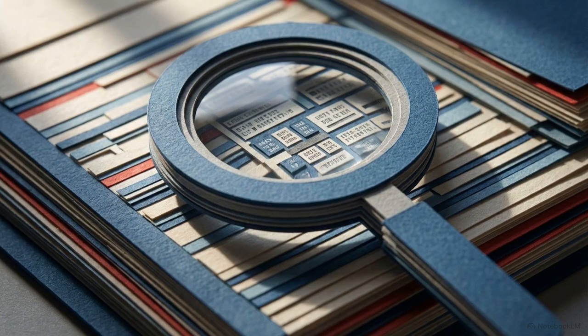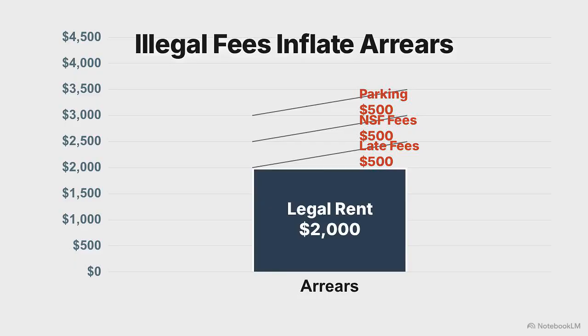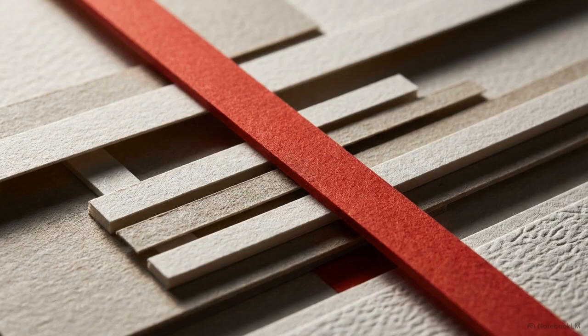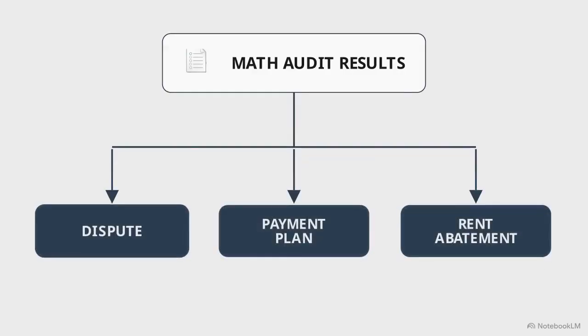During this review, watch for predatory additions. Landlords often inflate total arrears by slipping in late fees, NSF fees, and unapproved parking charges. Cross those extra charges off your ledger. Under Ontario law, those penalties are completely unenforceable. A completed math audit provides a documented foundation for your defense, replacing the initial anxiety of the N4 with verifiable data. The results of your math audit will dictate your path forward.